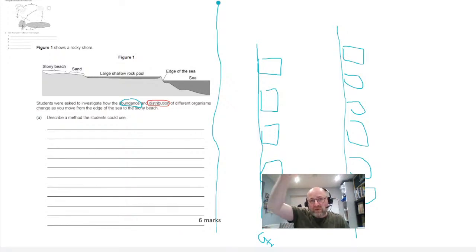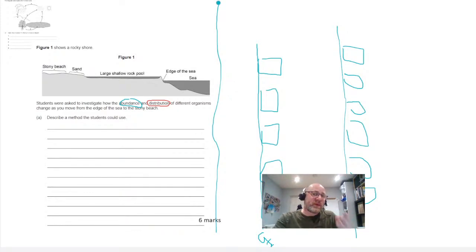So place a rope, place a tape measure, 1 mark, across from the stony beach to the sea. Then place your quadrats at regular intervals, e.g. 1 meter or every 2 meters, more marks. Identify the organisms in the quadrat, more marks, using the word identify. Count the number of organisms in each quadrat, more marks. And then I would plot on a graph. We call it a kite diagram, but you can plot it on a graph.